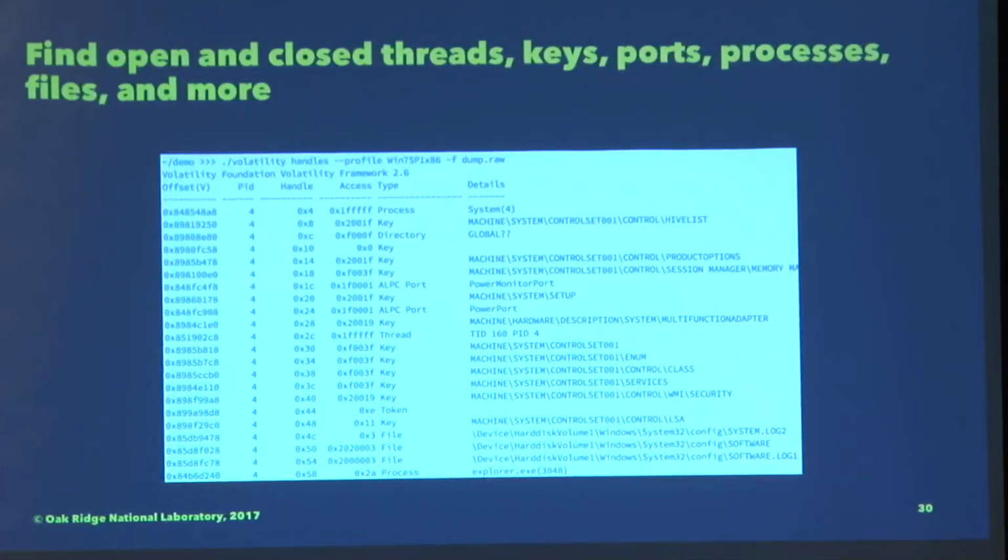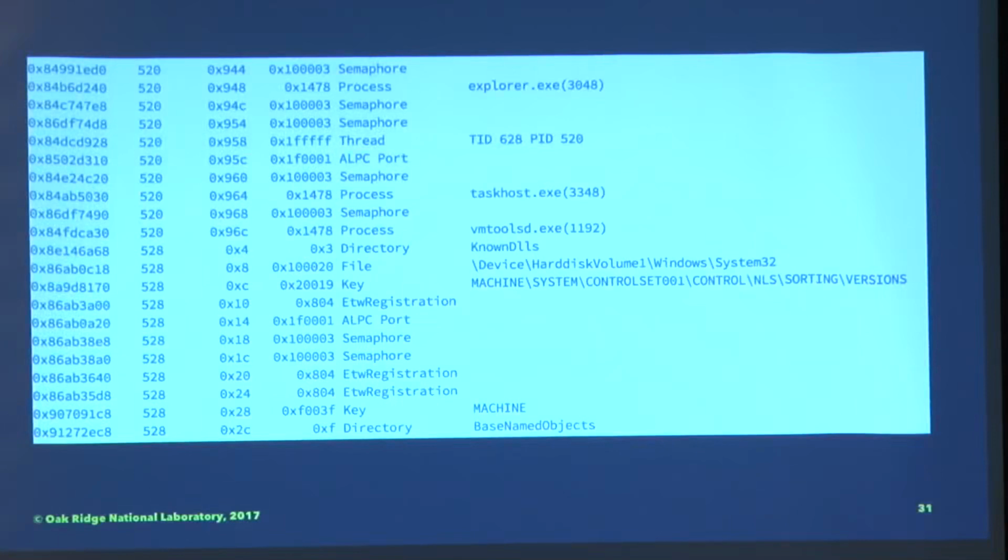You can find open and closed threads, keys, ports, and processes using the handles function or the handles plugin. So here you can see that the kernel has a process for that. There's a registry key that's open and it's attached to this PID. All of these are actually attached to the system process, which is just the Windows kernel. And you can see all of those PIDs, the offset in the memory, and all the different actual details of those. And if you look farther down in there, these are for different PIDs.